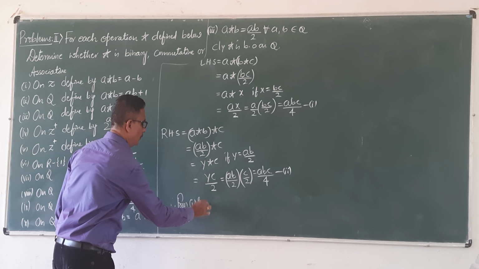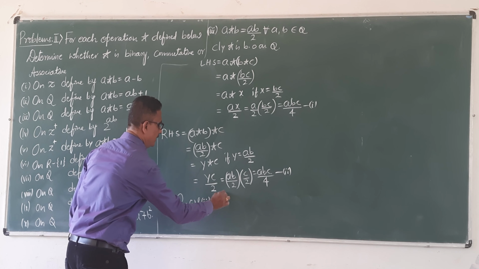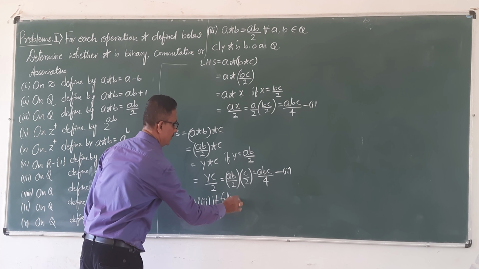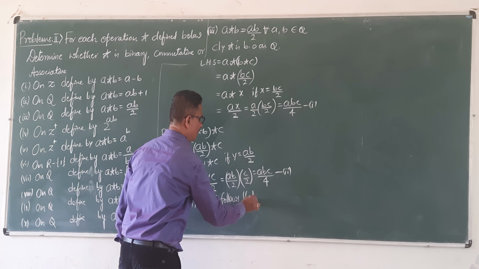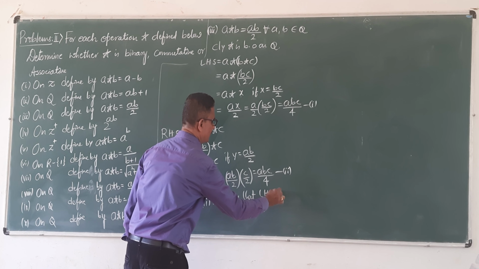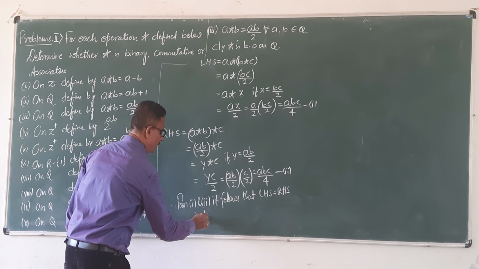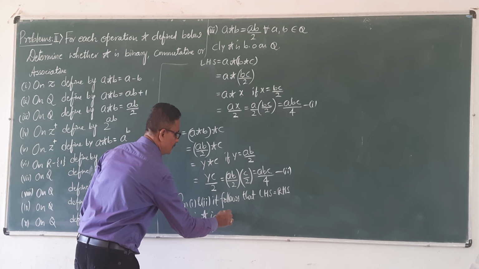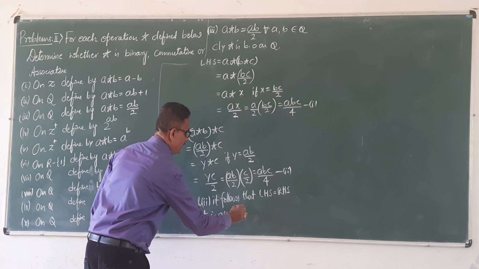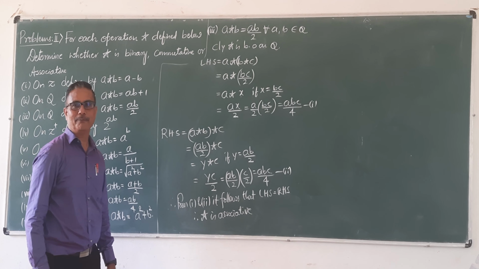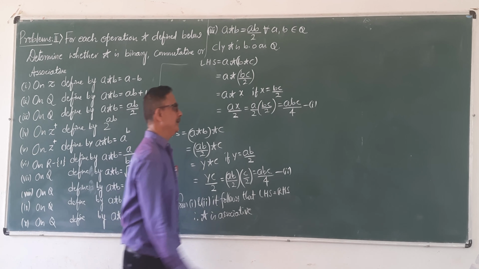Therefore, from 1 and 2, it follows that LHS is equal to RHS. Right? Hence, star is what? Associative. Star is associative. Is it commutative? Check it. Definition of commutative: A star B is equal to B star A.